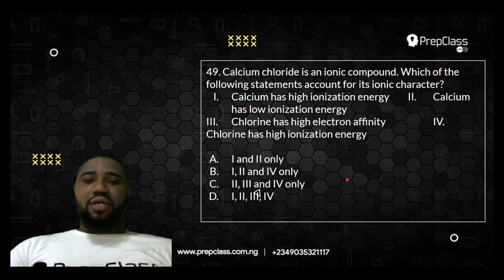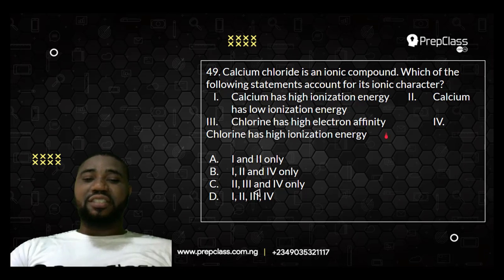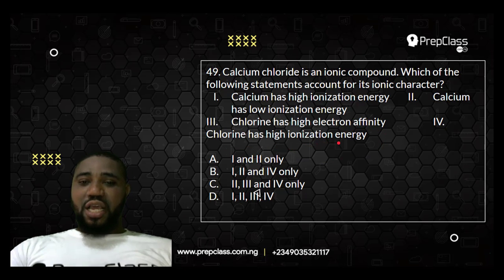Question number 49. Calcium chloride is an ionic compound. Which of the following statements accounts for its ionic character? Number 1. Calcium has high ionization energy. Calcium has low ionization energy. Chlorine has high electron affinity. Chlorine has high ionization energy. Now, before you can choose which one will work for an ionic compound like calcium chloride, you have to first of all explain what ionization energy and electron affinity are.